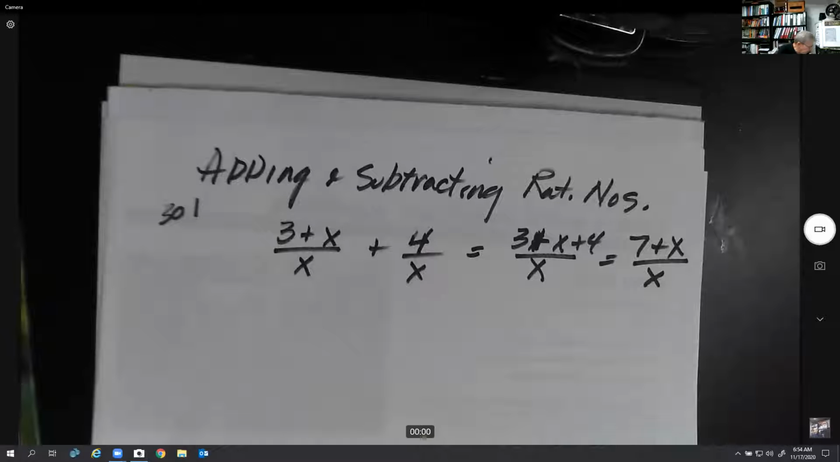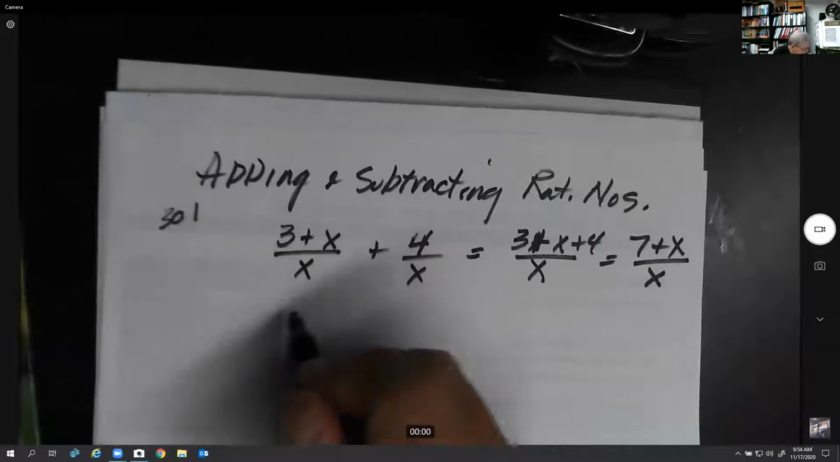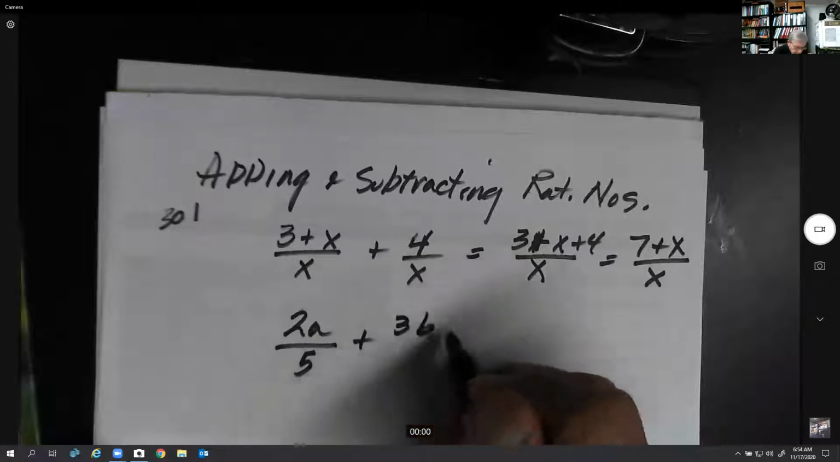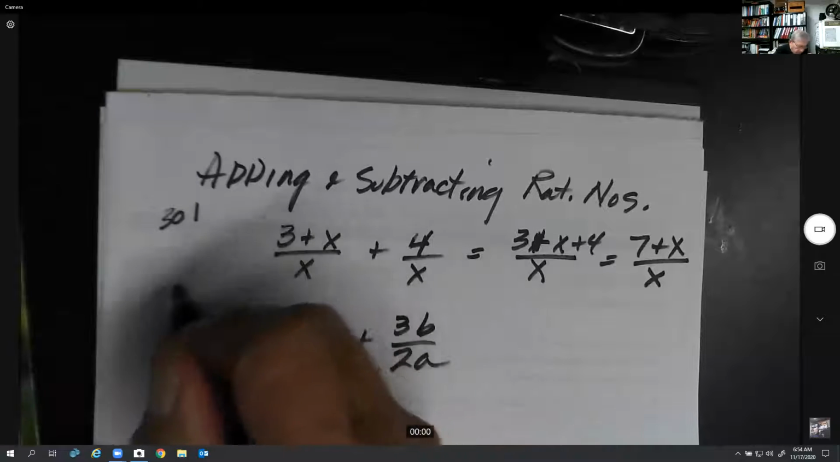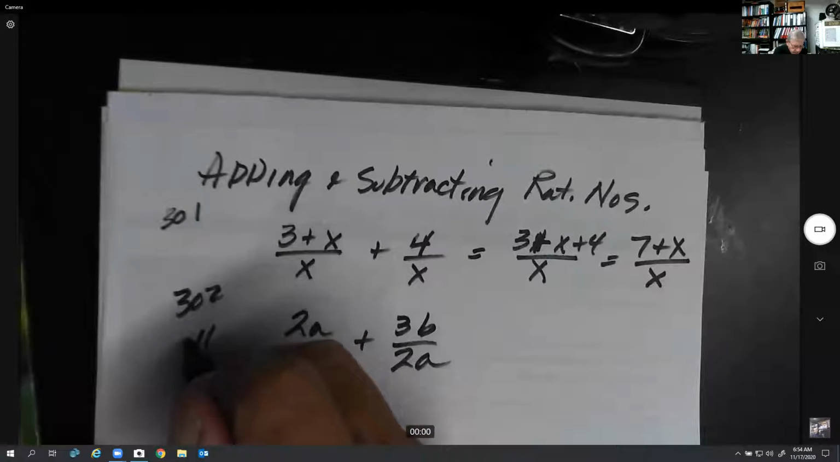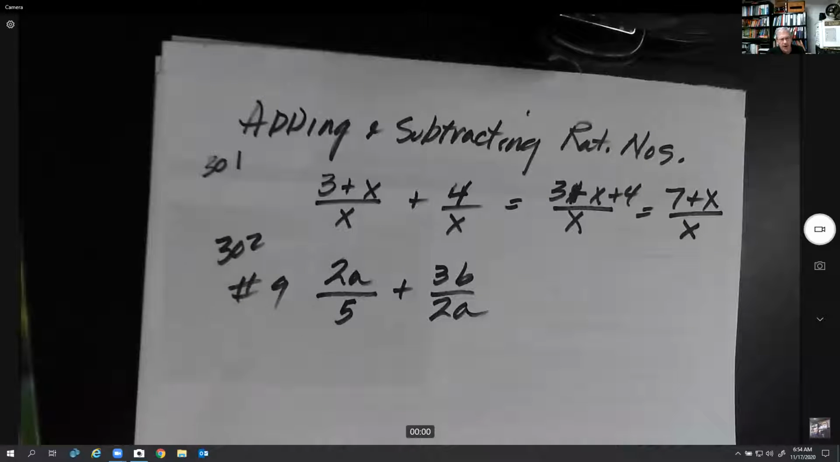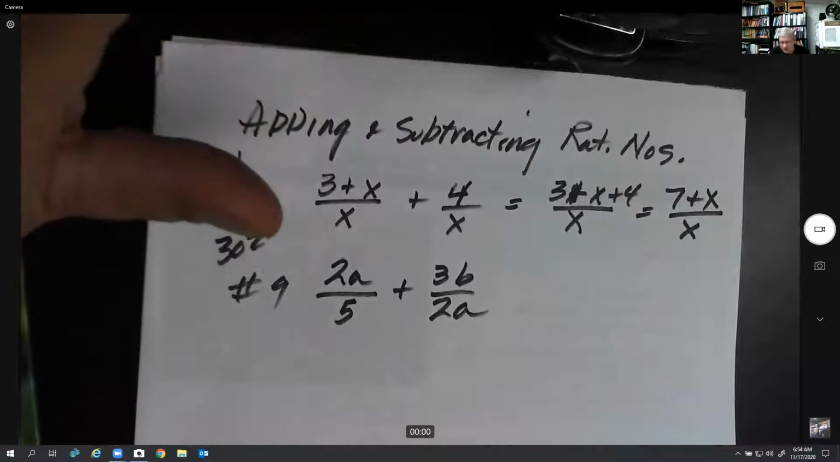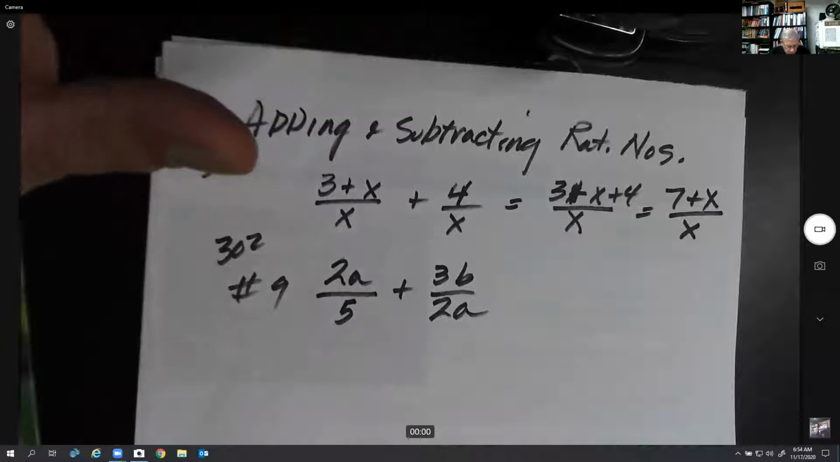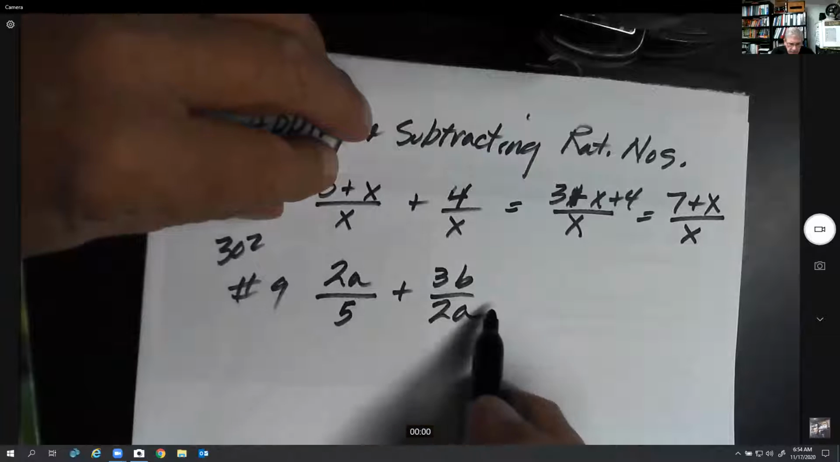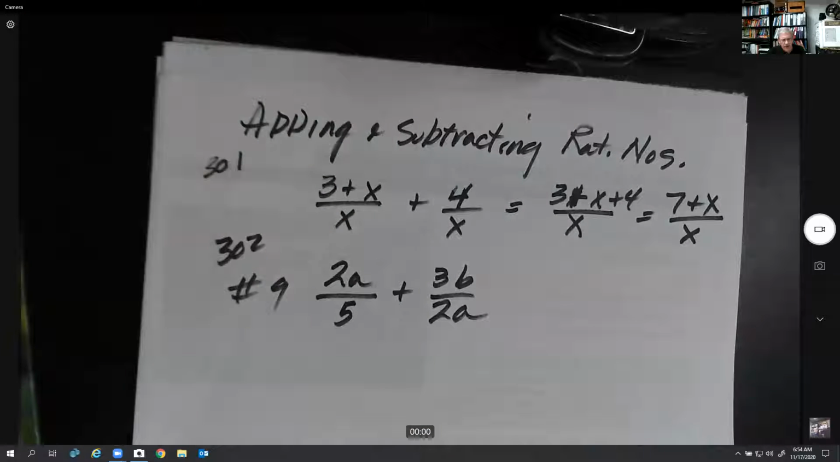So I'm going to jump over here to number 9. Here we have 2a over 5 plus 3b over 2a. This is on 302, example 9. Okay, so what I usually do on a problem like this, there's a couple of different ways you can do it. I'll show you a couple of different ways. One way is to make sure we have common denominators. So 5 times 2a is 10a, right? So we have to make it 10a. There's no other way we can simplify it.